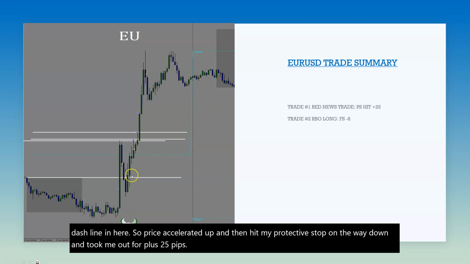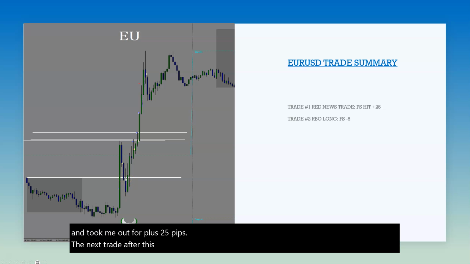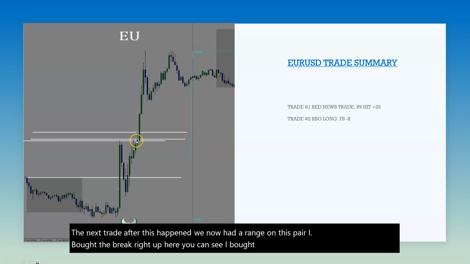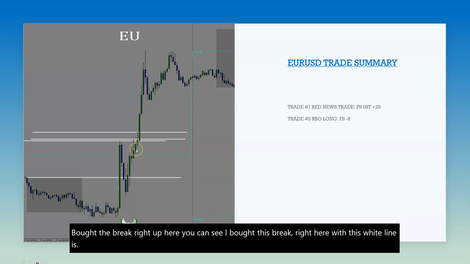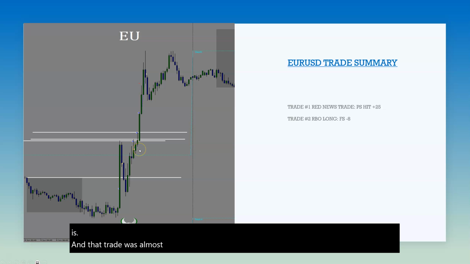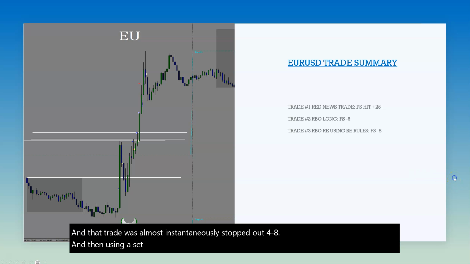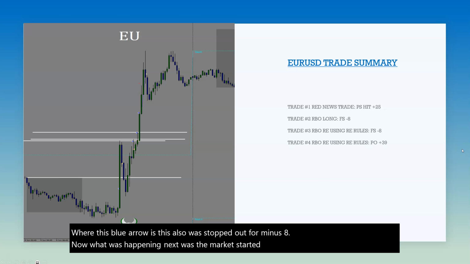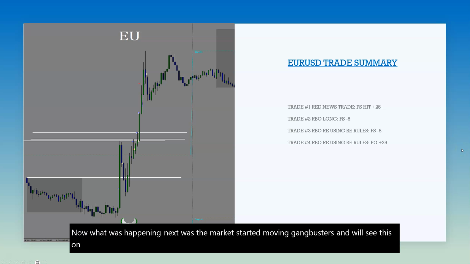The next trade after this happened, we now had a range on this pair, and I bought the break right up here. You can see I bought this break right here where this white line is, and that trade was almost instantaneously stopped out for -8. And then using a set of re-entry rules, I re-entered this trade here long where this blue arrow is, and this also was stopped out for -8. Now what was happening next was the markets started moving gangbusters, and we'll see this on the euro yen when I get to that trade.